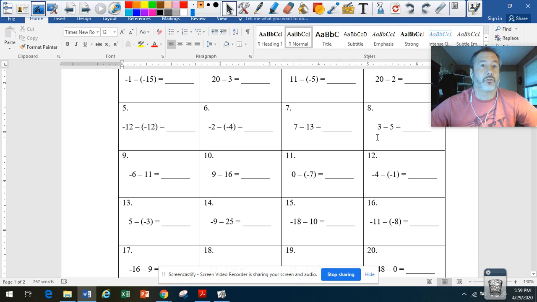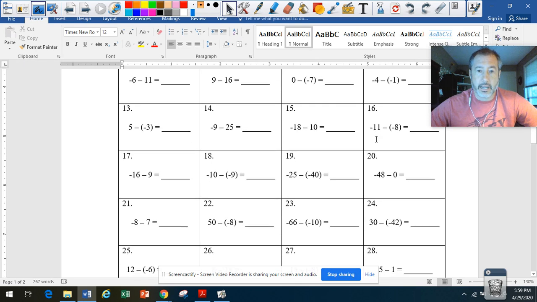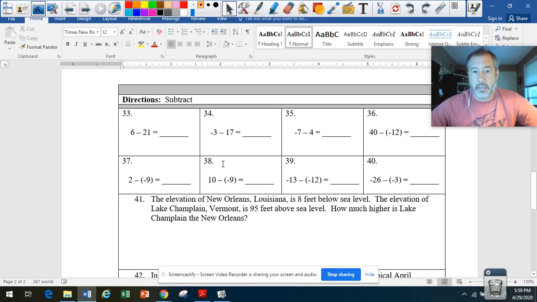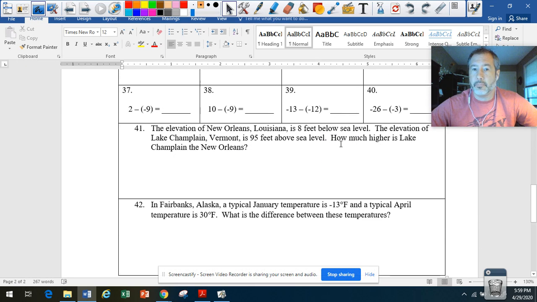Number 8. Remember, subtraction is nothing more than the addition of negative numbers. This means 3 plus -5, and then solve it. Okay, all pretty basic, nothing major here. Nothing should be major here, should be pretty basic.